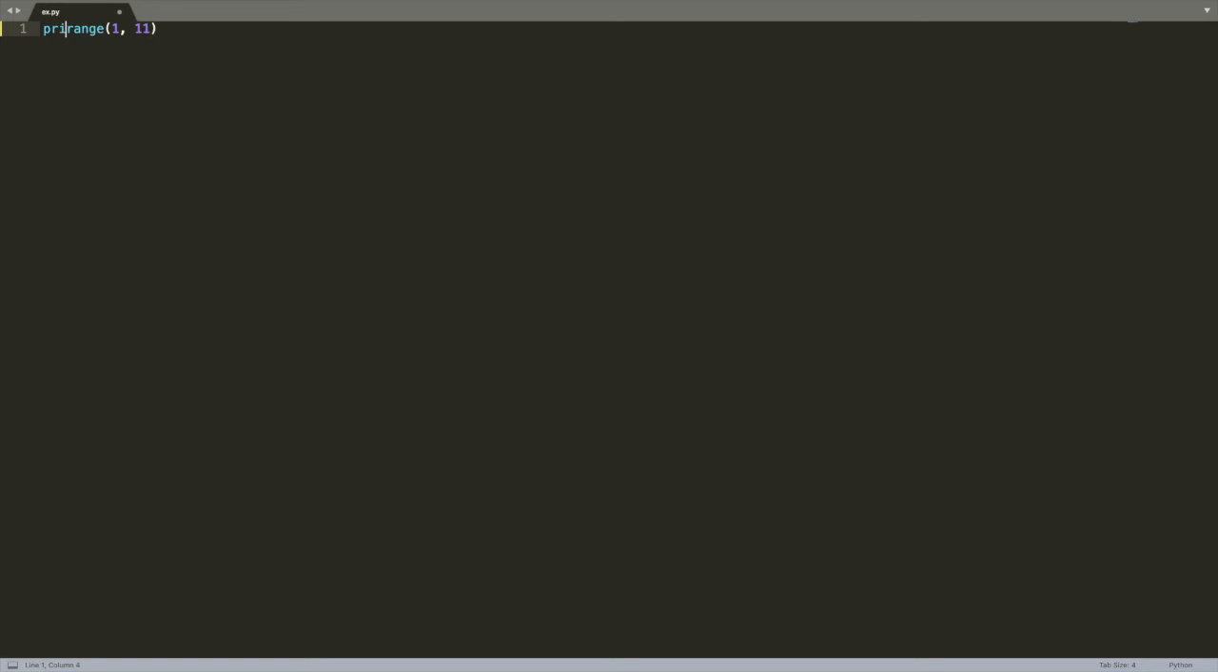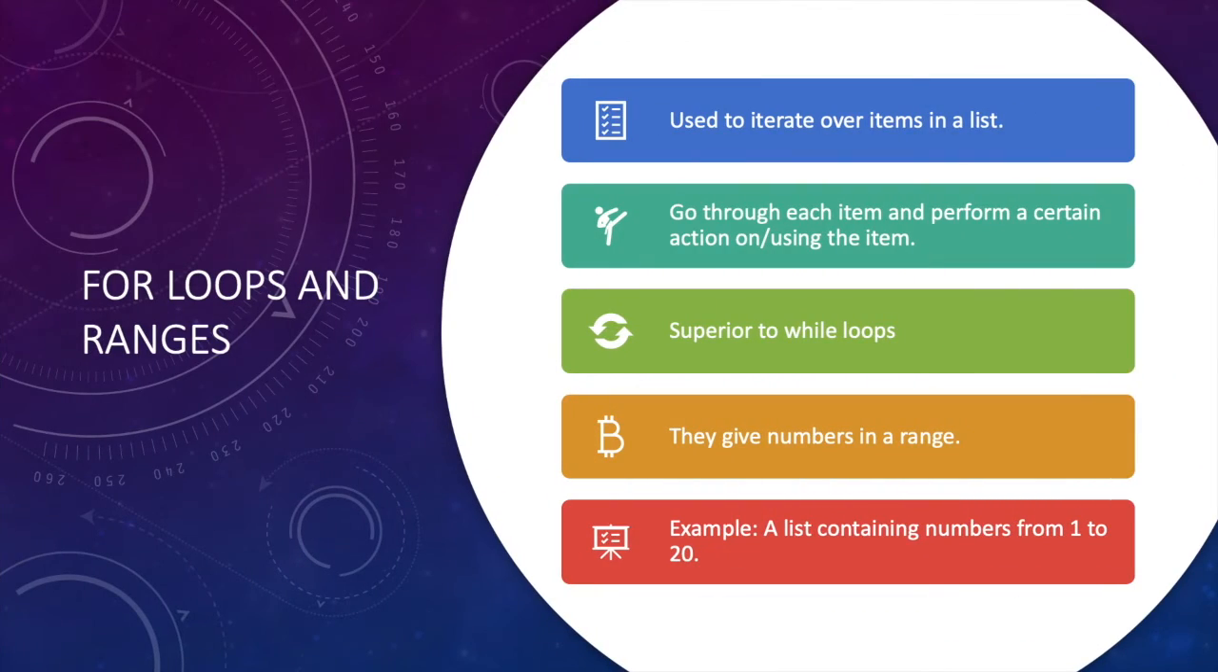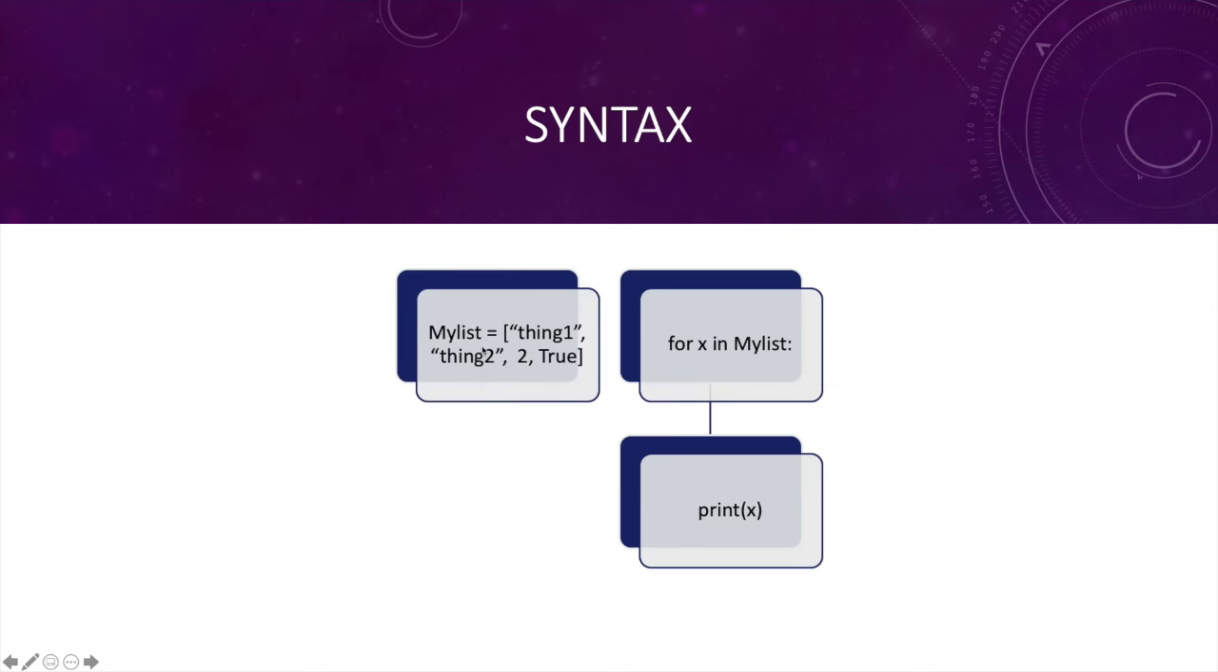And if we were to print it out, it won't work like this normally. So anyways, let's look at this syntax. My list, we just make a list, and then for x in my list, this x can be any variable, it's just a counter variable you're using. For x in my list, print x. So what it will do is it will look up my list, and for each item, it will do thing 1, print it out, thing 2, print it out, it will print 2, and it will print true.